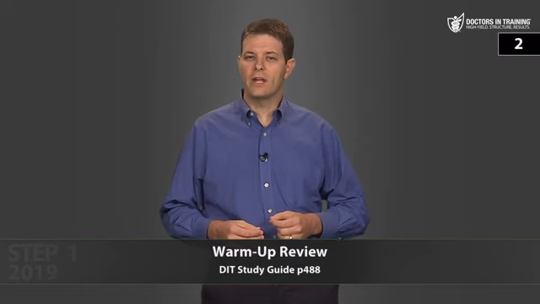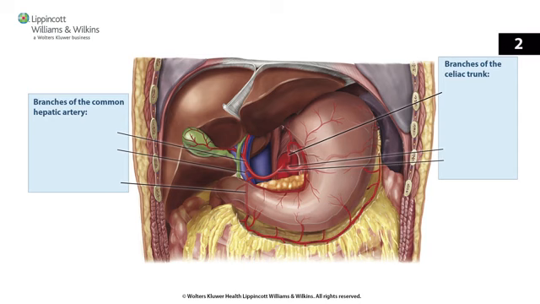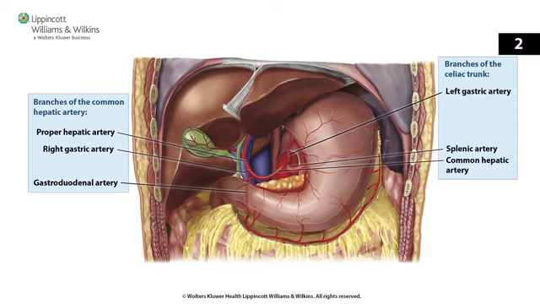Next, what are the branches of the celiac trunk? So the three branches that directly come off the celiac trunk are the left gastric artery, the splenic artery, and the common hepatic artery. And then the common hepatic artery gives off the gastroduodenal artery, the right gastric artery, and the proper hepatic arteries, which divides into the right hepatic artery and the left hepatic artery.